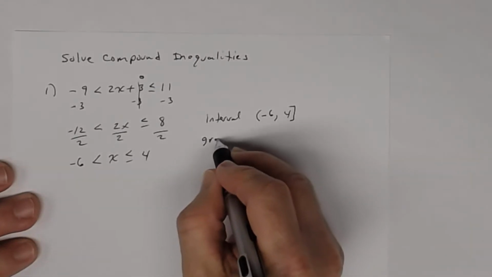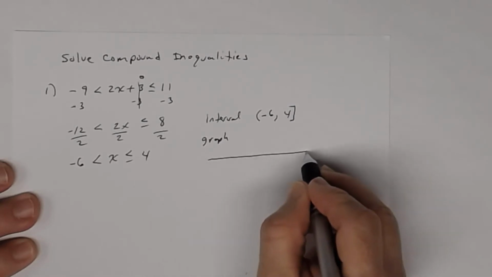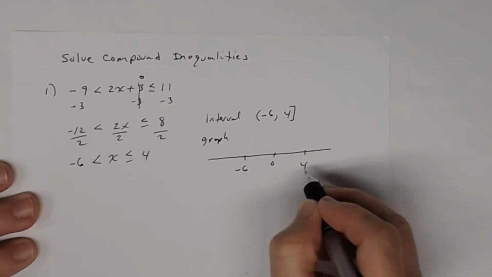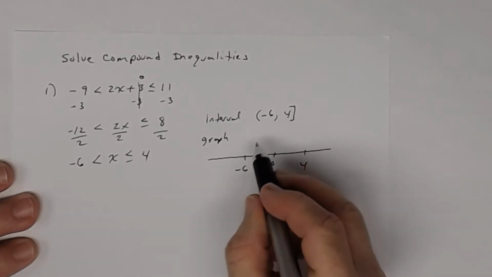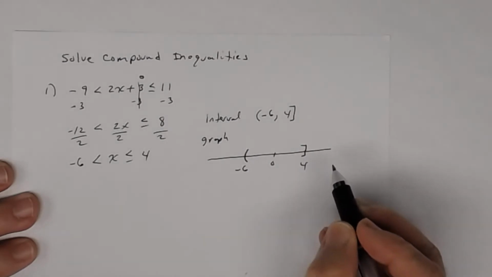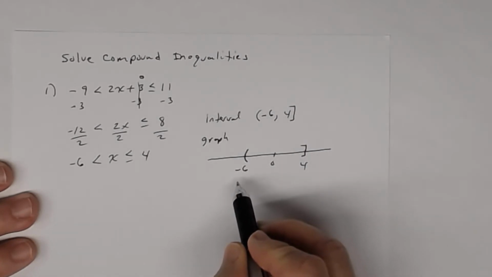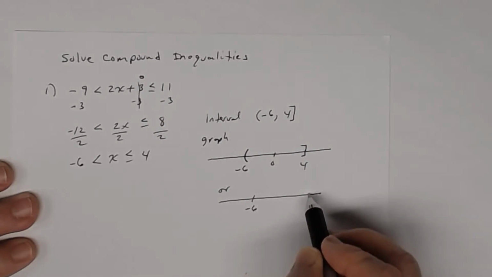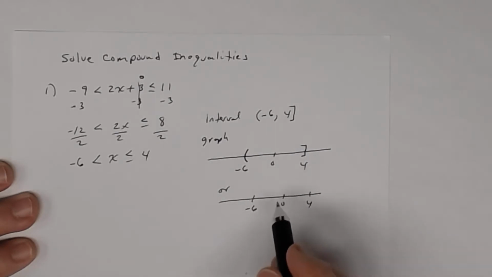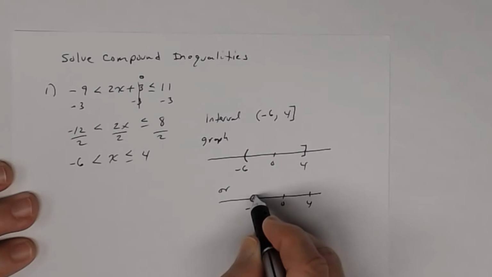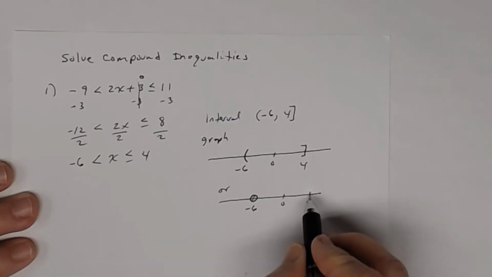In terms of a graph, usually if you're going to do this by hand like this, you'll put 0, and then you know -6 is on the left, and you know 4 is on the right, and all you do there is just use parentheses and brackets. So you'll say parentheses, and then bracket. Now, probably at times, you may use open circle and closed circle. So let me remind you about that. So since -6 is not a solution, you're going to put an open circle. And since 4 is a solution, you're going to put a closed circle.